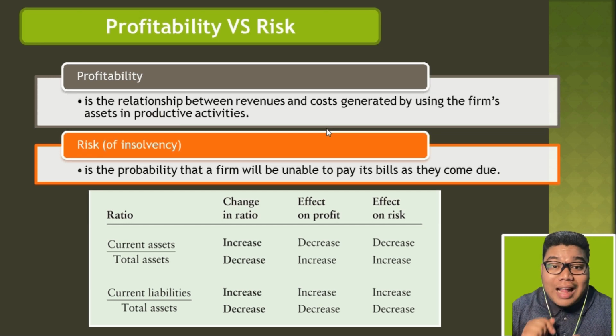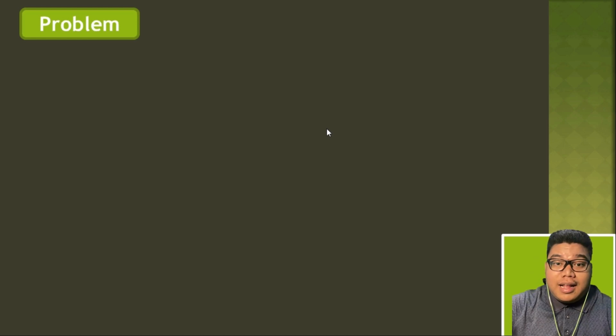Therefore, we need to have that perfect balance of working capital invested in an organization so that we do not put our resources to waste while we are able to manage that risk of insolvency. That would be the entire nature of our discussion regarding working capital management. So, for illustration, let us answer this problem.